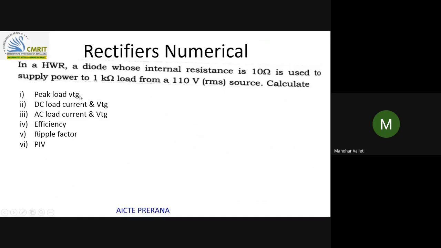Peak load voltage is Vm. Can you tell me how you will find out Vm? V2 RMS is given, which is equal to Vs, 110 volts. You want Vm. How will you find out? Anybody found out Vm? How much did you get?